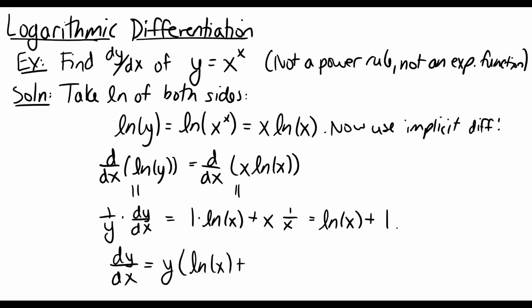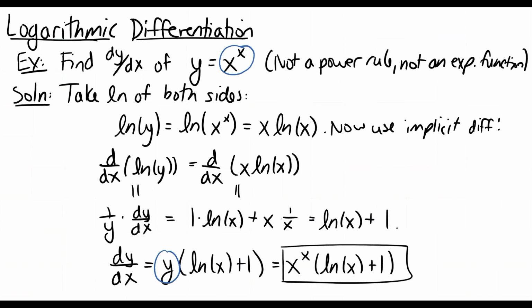To get dy/dx, we multiply both sides by y to get dy/dx equals y times natural log of x plus 1. And since we know what y is, we can substitute that in to get dy/dx equals x to the x times natural log of x plus 1. This technique of taking the logarithm of both sides to find the derivative is called logarithmic differentiation. It's a very special application of implicit differentiation, and it always follows the same pattern, as we'll see in the next few examples.